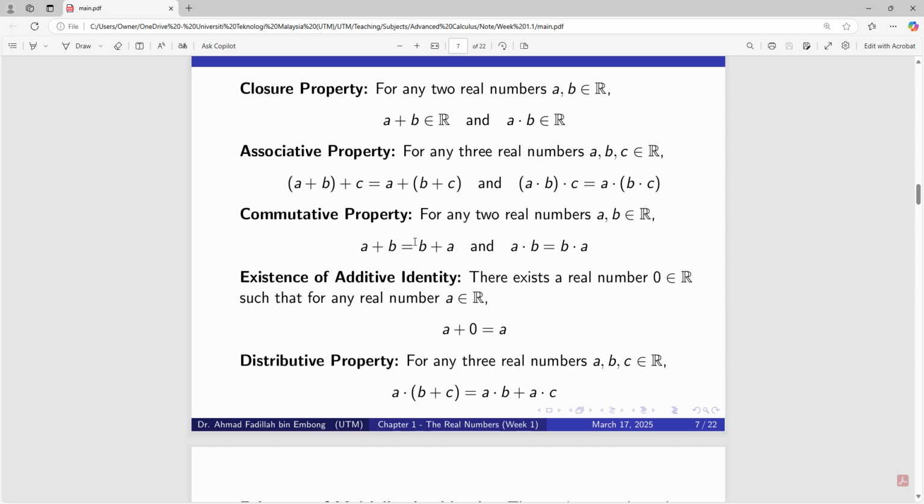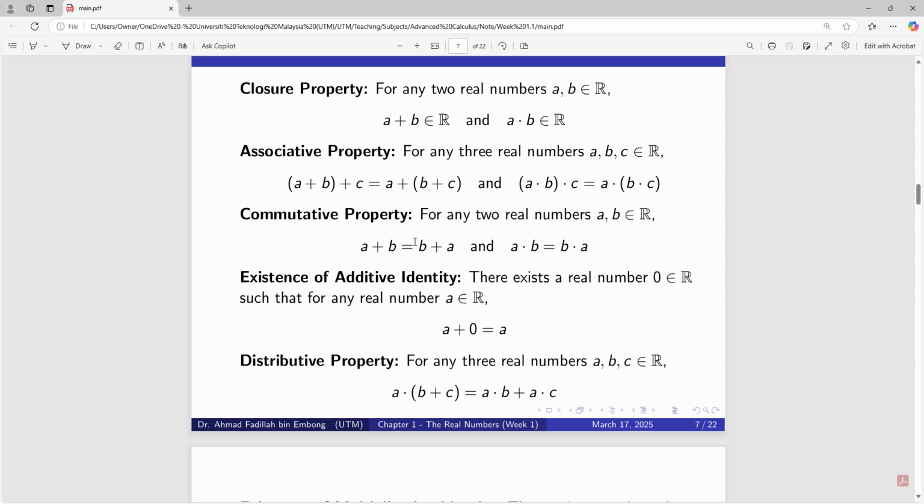So the same thing. You multiply 2 multiplied by 5, or 5 multiplied by 2, this is also 10. So this is called the commutative properties. And the next one is the existence of additive identity.